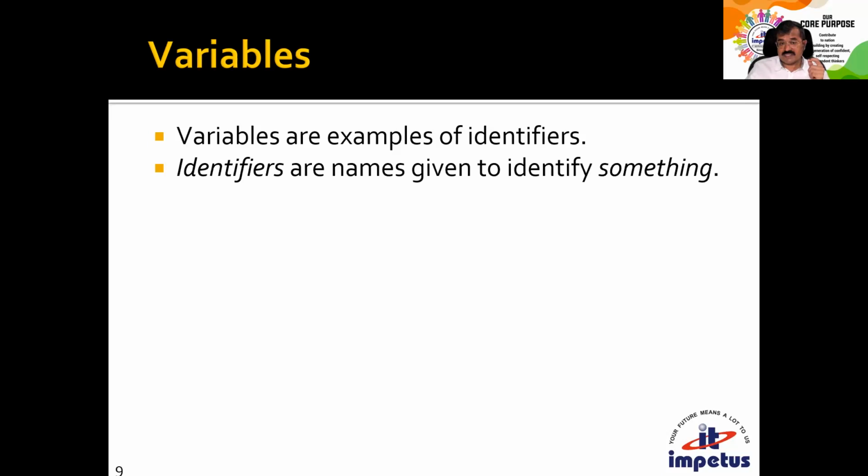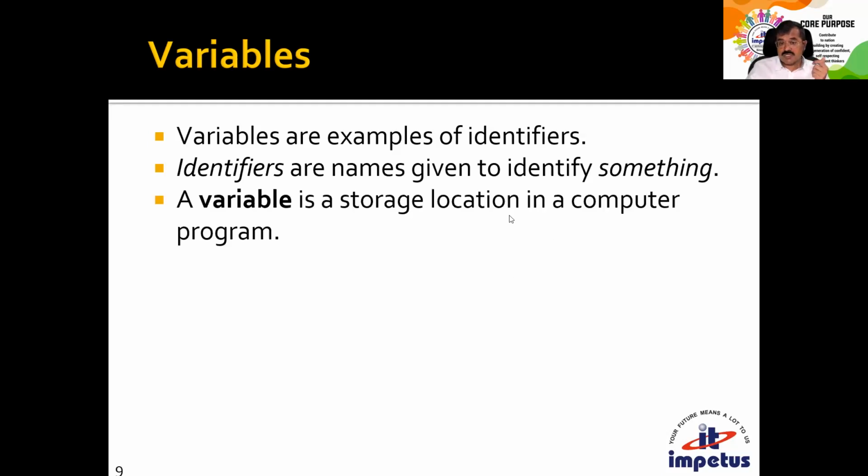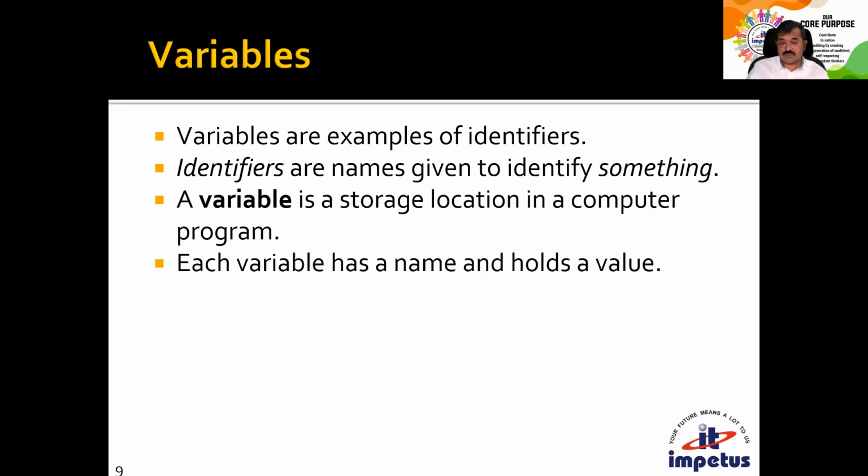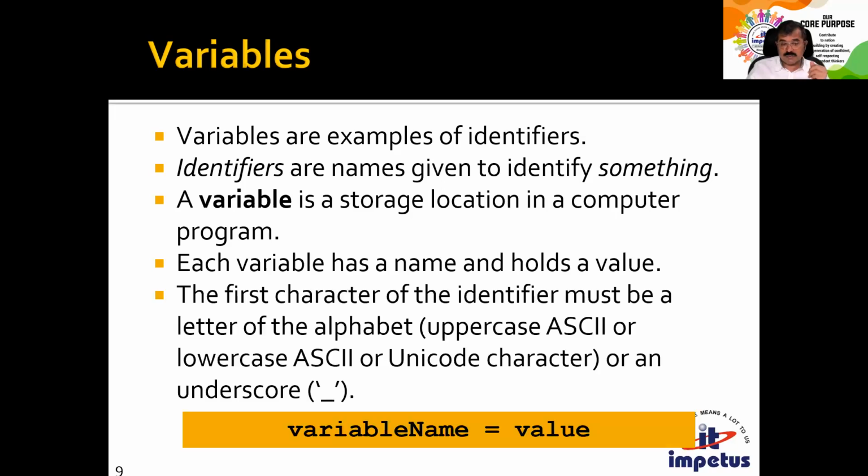So we call them identifiers. Identifiers are names given to identify something. A variable is a storage location in the computer program. Okay, that's what we normally say. But it need not actually store the data. It refers to the location where the data has been stored. Each variable has a name and holds a value. In Python, this value is not the number that is stored into it. The value it has is the address where the number has been stored.